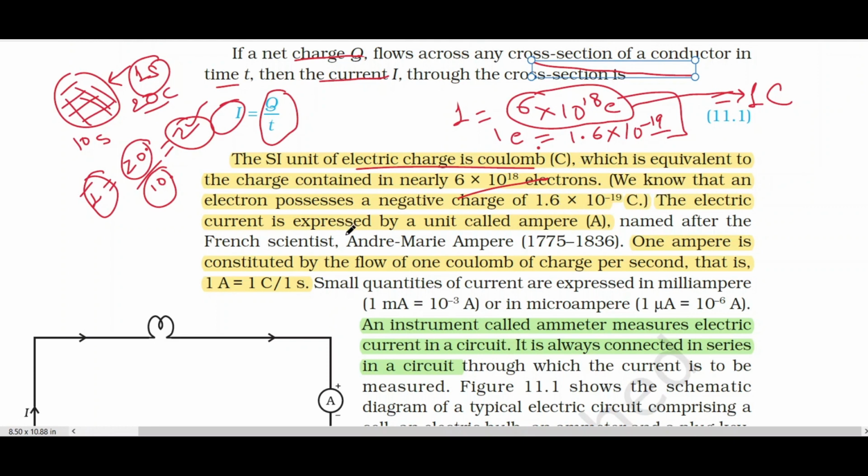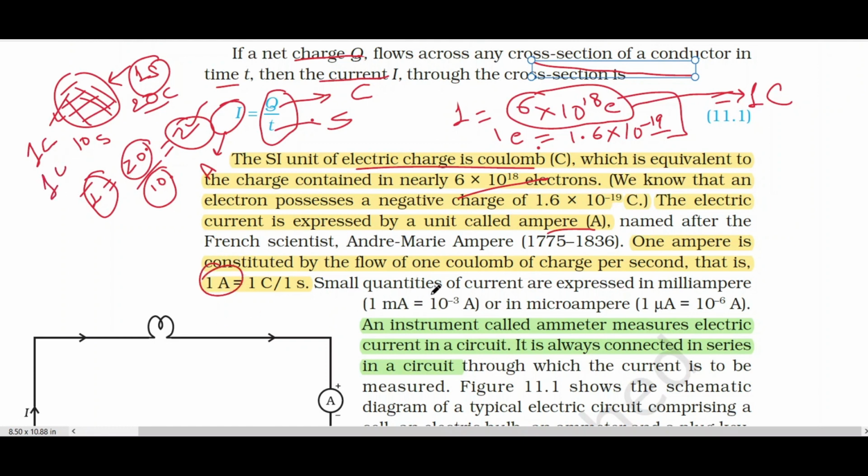Okay, the electric current is expressed by the unit called ampere. तो यहाँ पे करंट की यूनिट क्या है? एम्पियर. चार्ज की यूनिट क्या है? कूलम. एंड टाइम की यूनिट क्या है? सेकेंड्स. ओके, एंड दिस इज नेम्ड आफ्टर द फ्रेंच साइंटिस्ट एंड्रे मारी एम्पियर. 1 ampere is constituted by the flow of 1 coulomb of charge per second. That is 1 ampere is equal to 1 coulomb per second. तो किसी भी क्रॉस सेक्शन से अगर 1 coulomb चार्ज 1 सेकेंड में फ्लो हो रहा है तो हम कह देते हैं कि 1 ampere करंट फ्लो हो रहा है.